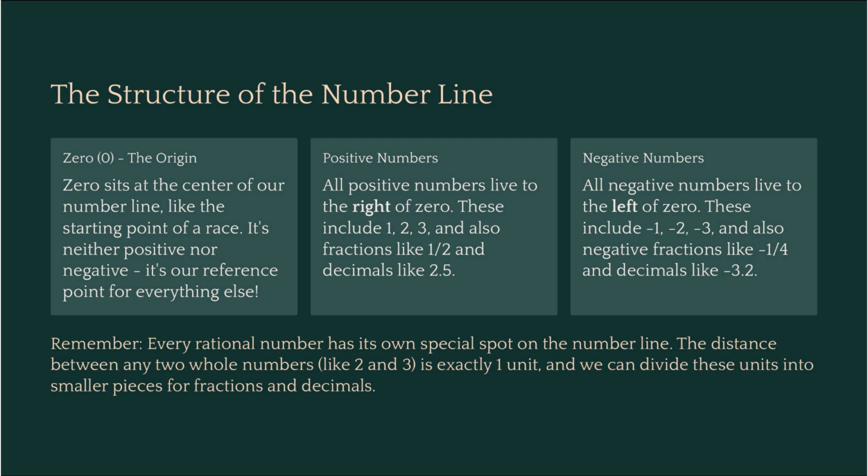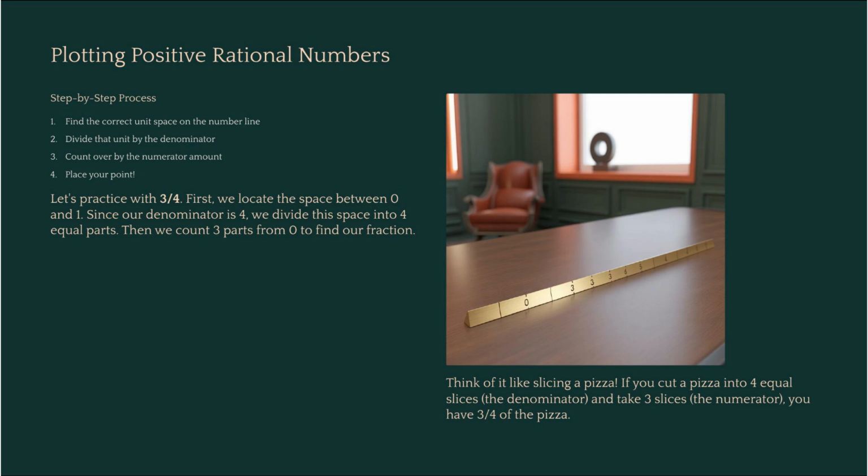unique and exact spot. To plot a positive fraction like 3/4, we look at the space between 0 and 1. The denominator, 4, tells us to split that space into 4 equal sections. The numerator, 3, tells us to count 3 steps to the right from 0. Plotting fractions is just about knowing where to count.